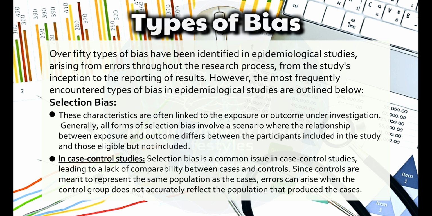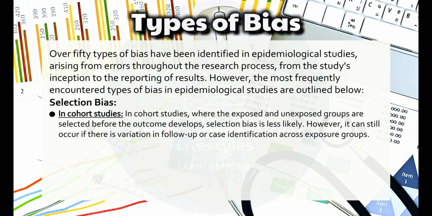Case control studies. Selection bias is a common issue in case control studies, leading to a lack of comparability between cases and controls. Since controls are meant to represent the same population as the cases, errors can arise when the control group does not accurately reflect the population that produced the cases. Cohort studies. In cohort studies, where the exposed and unexposed groups are selected before the outcome develops, selection bias is less likely. However, it can still occur if there is variation in follow-up or case identification across exposure groups.